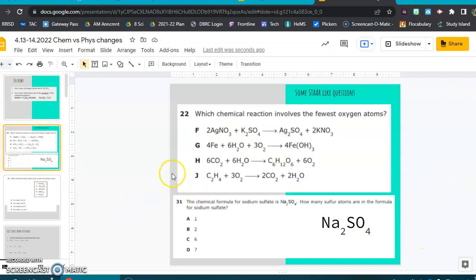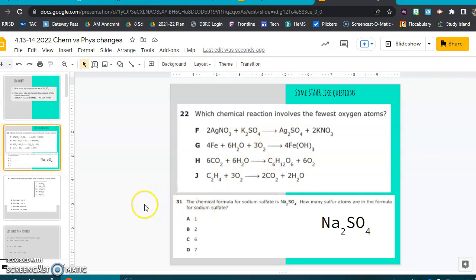All right, so then our next question, some STAR-like questions for today: which chemical reaction involves the fewest oxygen atoms? So you're going to go through and again count the oxygen atoms all the way through. So 2 times 3 is 6. That's 4 more, that's 10. 4 more is 14. And 2 times 3 is 6, and that's 20. So you're going to go through all of these, and once you do that, you will find the answer. And for my friends who figured it out, it is actually J, because 3 times 2 is 6, 2 times 2 is 4, that's 10, and 2 times 1 is 2, that's 12. So these were 12, and these were much higher than that.